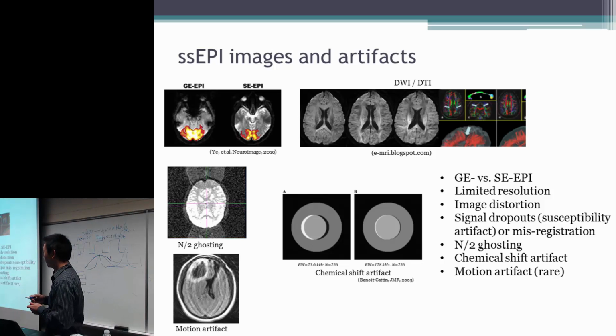I'm not sure where the silicone sits. Is it to the left of the fat? Okay, yeah. If you want to suppress this too, I think you can easily do that. But if you only want to suppress the silicone, then it may be a little bit difficult with this spectral saturation pulse.